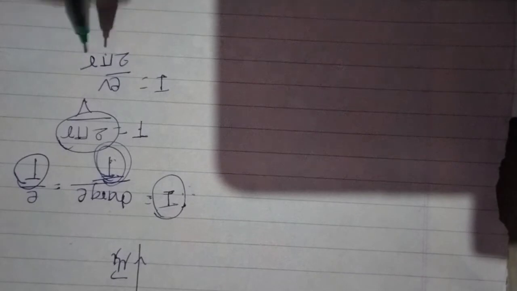So for a current I in a loop of area A, the magnetic dipole moment is given by the following. Here, the moving electron produces a circular current loop, and due to this circular current loop, a magnetic dipole moment is developed.